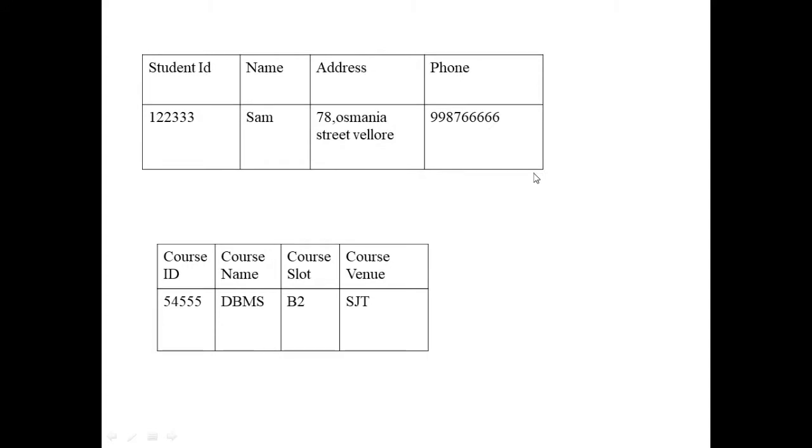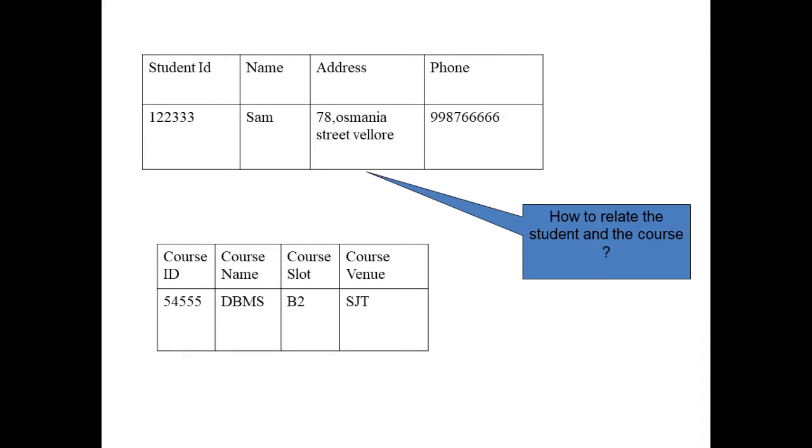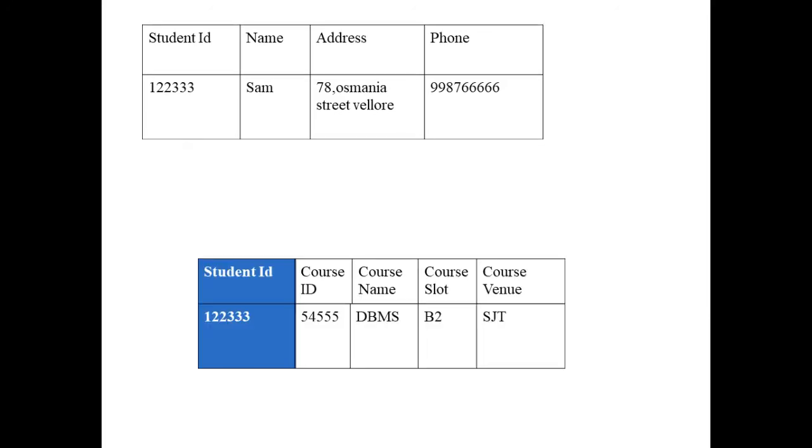Let me just tell you what is a foreign key. Say we have a table for student records, we have a table for course records. A student registers for a course. So how will these two tables be related? We are going to use the concept of foreign keys. That is nothing but we bring the student ID and then we put that column in the course table. So by this kind of a relationship, we know that this student Sam has registered for this course. So this is a very brief introduction to foreign keys.